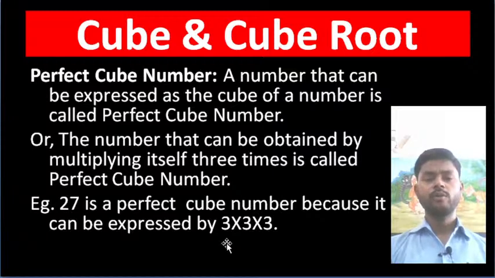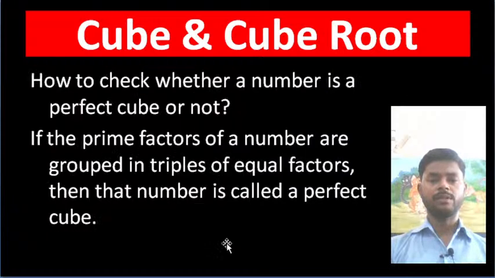For example, you can also think of 125. 125 is also a perfect cube number because 125 is expressed as 5 multiply 5 multiply 5. So 5 multiply 5 multiply 5 is equal to 125. So always keep in your mind, a number that can be expressed as the cube of a number, or the number that can be obtained by multiplying itself 3 times, is called a perfect cube number.